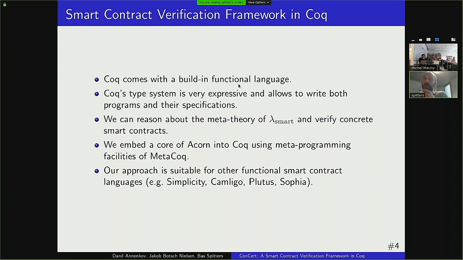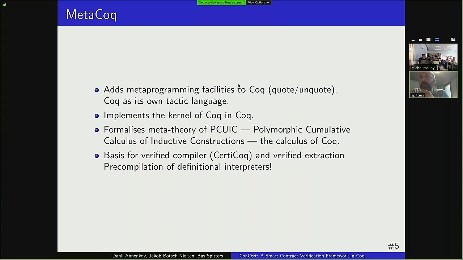About MetaCoq: this adds metaprogramming facilities to Coq. It's like the quoting and unquoting that you're familiar with from other languages, and it allows Coq to be its own tactic language. As you know, the Ltac language can use some upgrades, and this is one way of using the very powerful language of Coq to write tactics in Coq. It implements the kernel of Coq in itself, so you can prove things about it. It formalizes the meta-theory of the predicative calculus of cumulative inductive constructions, so that's the calculus of Coq. And it's the basis for a certified compiler for Coq, which allows certified extraction. So if you write a definitional interpreter, you can do pre-compilation and have a very fast compiler just automatically extracted for this. This should also be relevant for your MetaCoq project.